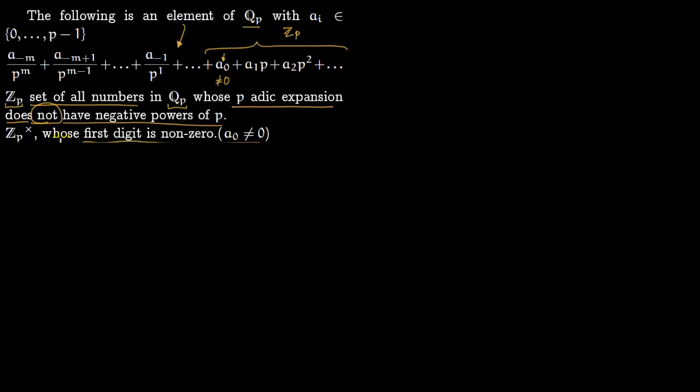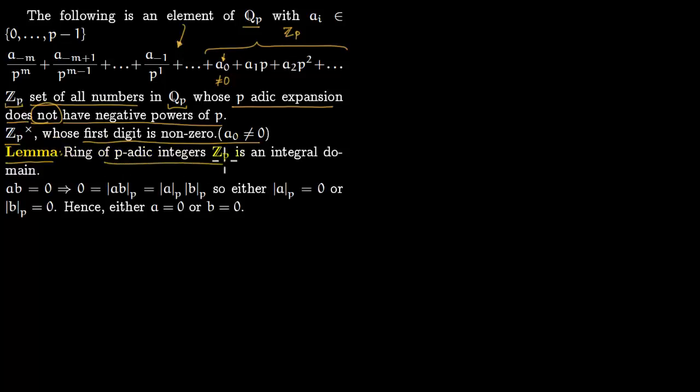So our first lemma. The ring of p-adic integers, the Z sub p which we have just described, is an integral domain. So this you can see easily. If a times b is 0, then you take its valuation, that will also be 0. Because of the multiplicative property of this value, this will go like this. So this is our p-adic absolute value. So either this is 0 or the second term is 0. So that would mean that either a is 0 or b is 0. So this ring of p-adic integers is an integral domain.